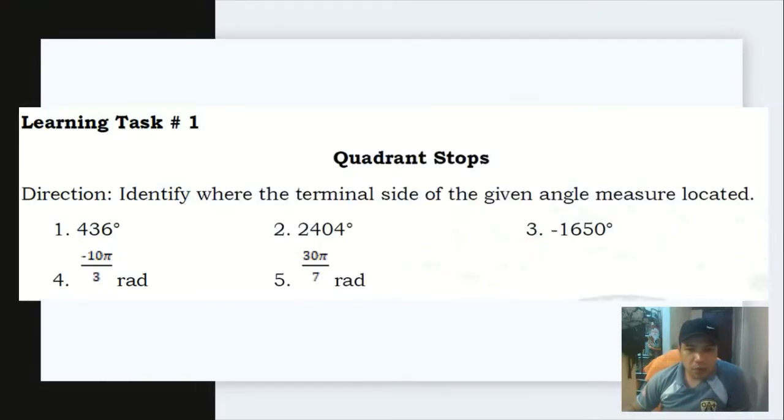So as a review, we will try to identify where the terminal side of the given angle measure is located. We will also try to identify in which quadrant they will possibly fall.